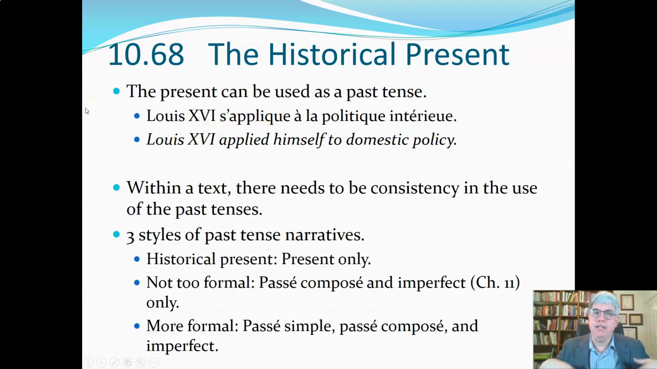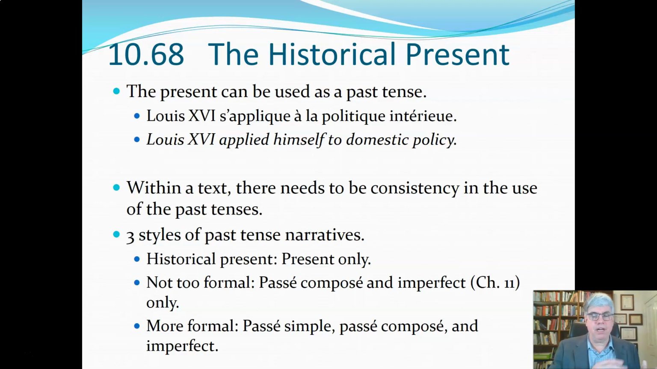text is written to describe something that happened hundreds of years ago. So it's written all in the present tense. So this is what's known as the historical present. So we can translate it as Louis XVI applied himself to domestic policy, or Louis XVI invested himself in domestic policy. And so it's kind of interesting when you translate it. We can kind of do this in English, but it's not nearly as common in English as in French.